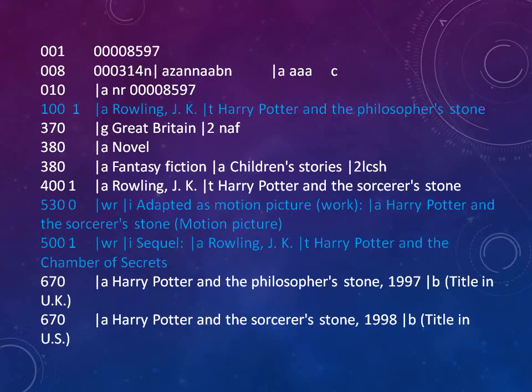So in our authority record for Harry Potter and the Philosopher's Stone, we can see the links to the motion picture adaptation and also to the sequel. So by linking these all together, the patron would be able to see what else he might be able to find. Even the notes that are in the 5XX fields can be displayed to the patron, giving them more choices and better information to help them make their selections.